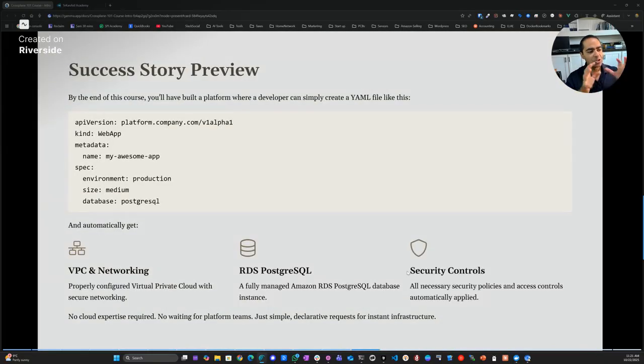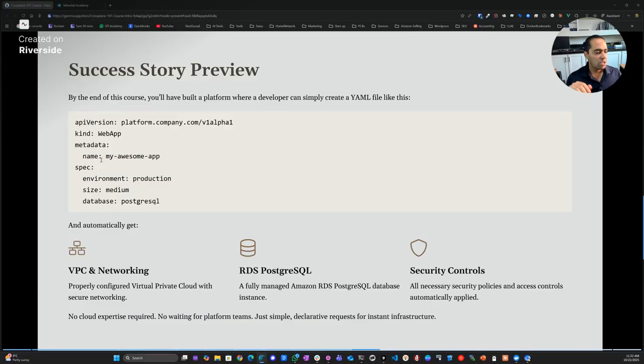So here's a success story preview. This is what we want to get to. We want to get to a place where my developer can simply create a YAML file like this. You can see here 1, 2, 3, 4, 5, 6, 7, 8 lines. And from here, all they're doing is saying, hey, I want a Postgres database. So all they're going to say is database, Postgres. The size is medium, and I want it in the production environment.